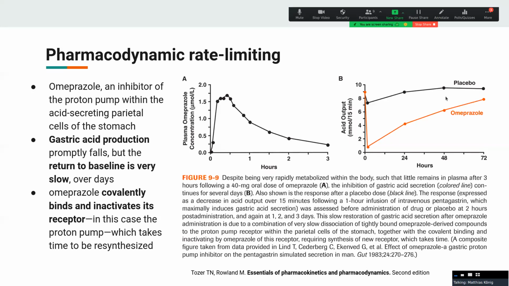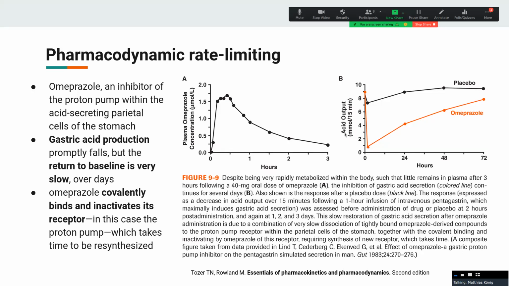Then if you look at the change in acid output, this goes on for a very long time. If you take one tablet of omeprazole, it takes around 3 days to go back to baseline. So you see a very rapid inhibition of the acid output, but it takes very, very long until this goes back to baseline. You change your acid output for almost 3 days after one tablet of omeprazole, despite the omeprazole being basically out of the system after 2 or 3 hours.